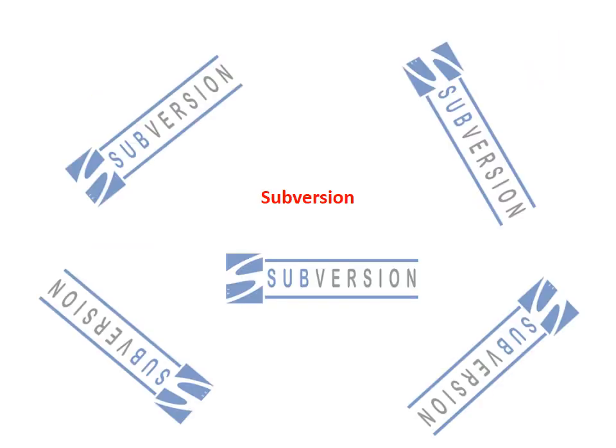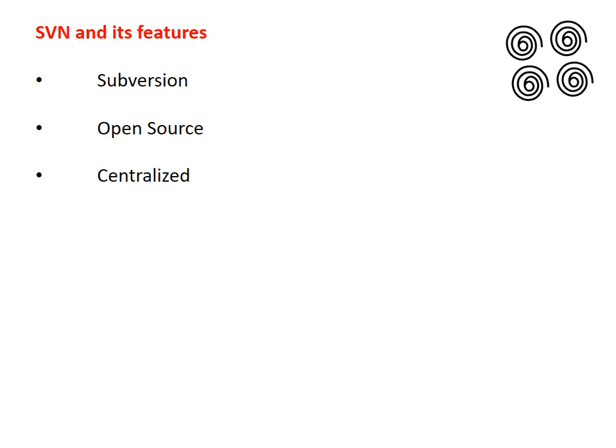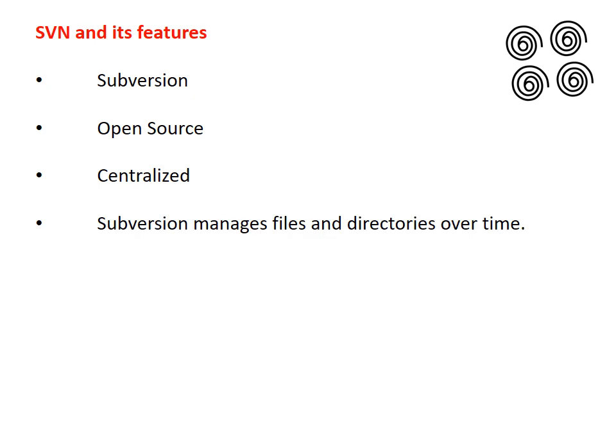In our curriculum, we will discuss Subversion. Subversion is abbreviated as SVN. It is open source. It is a centralized version control system similar to client-server architecture. Subversion manages files and directories over time. It also manages symbolic links.